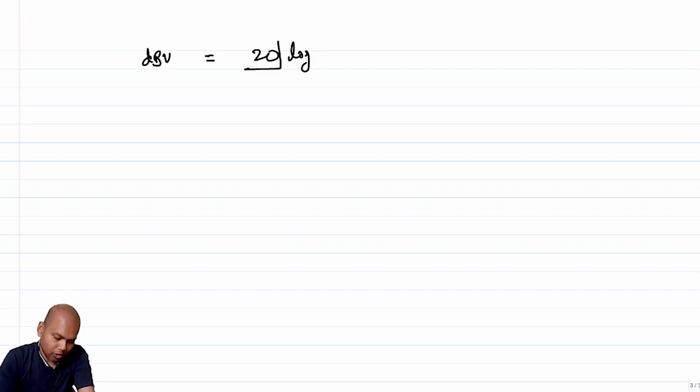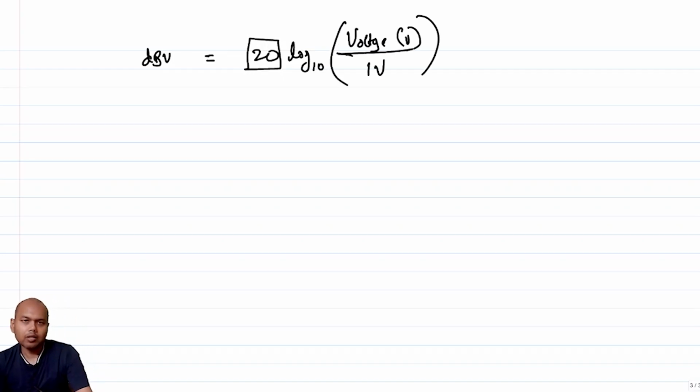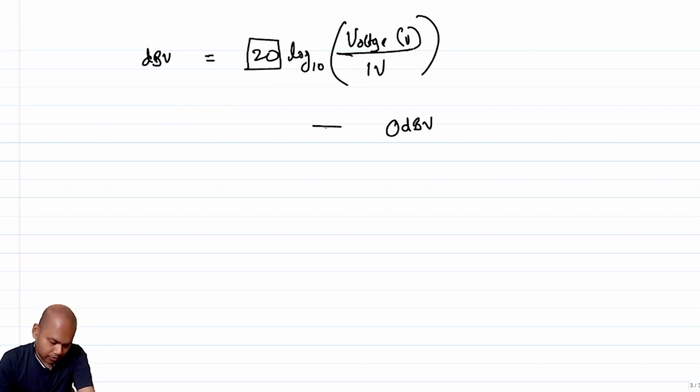So you have to be careful of this. This is 20 log 10 of whatever voltage, expressed in volt, divided by 1 volt. So essentially again the same thing. 0 dBV would mean 1 volt. Similarly, can you guess what minus 20 dBV will mean?